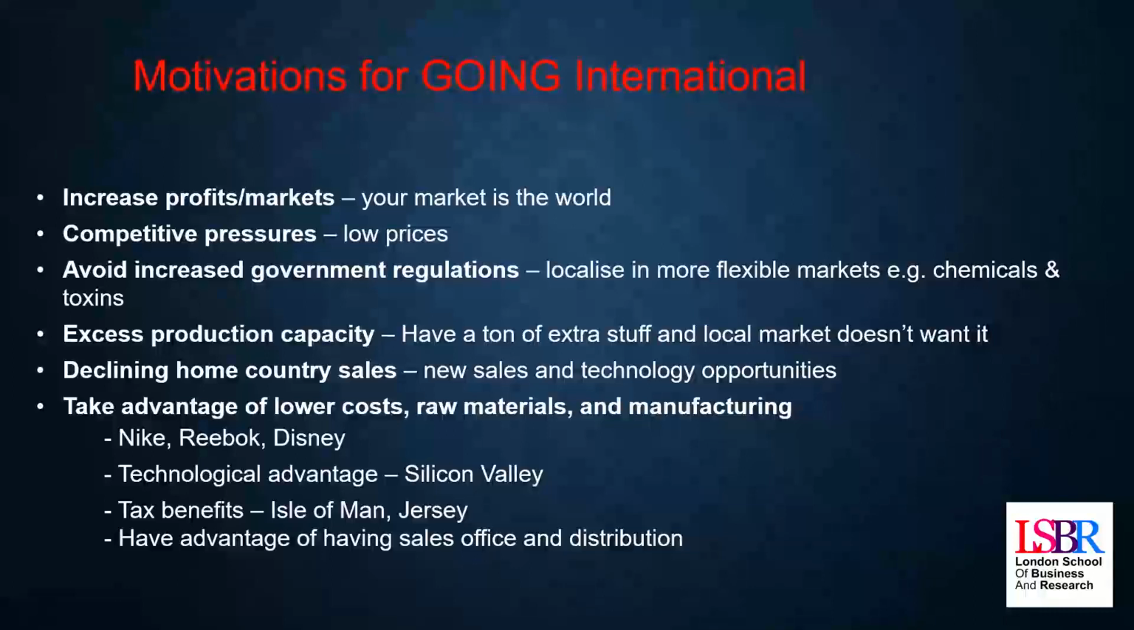Okay, and you can also take advantage of what we all know of as being lower costs, both in raw materials and manufacturing. The likes of Nike, Reebok, Disney, these are all big brands that have resorted to moving their manufacturing to places like the Far East, where it's cheaper, raw materials are easier to access, and labor is easier to access too. You're able to get access to labor without having to worry about costs.